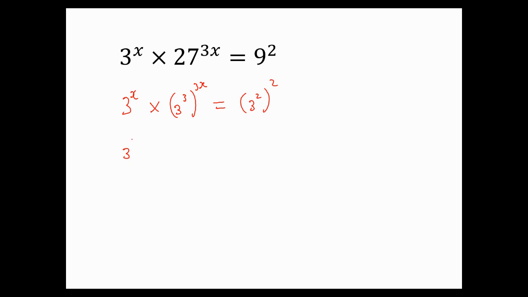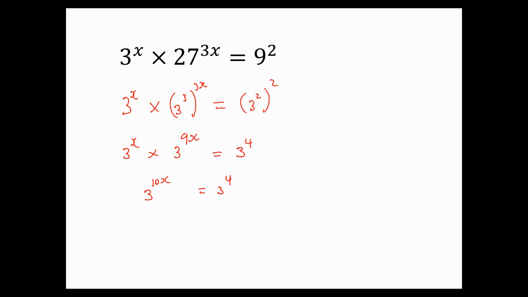Then we have 3 to the power of x multiplied by, multiplying the powers gives you 3 to the power of 9x. 3 times 3x. And then we have 2 times 2, which is 4. So that gives us 3 to the power of 4. Then adding the powers gives us 3 to the power of 10x equals 3 to the power of 4.